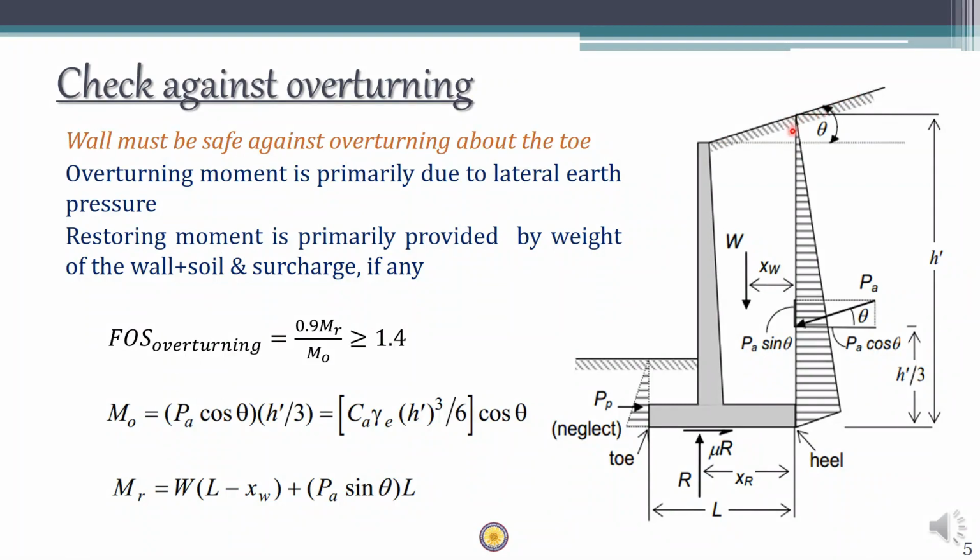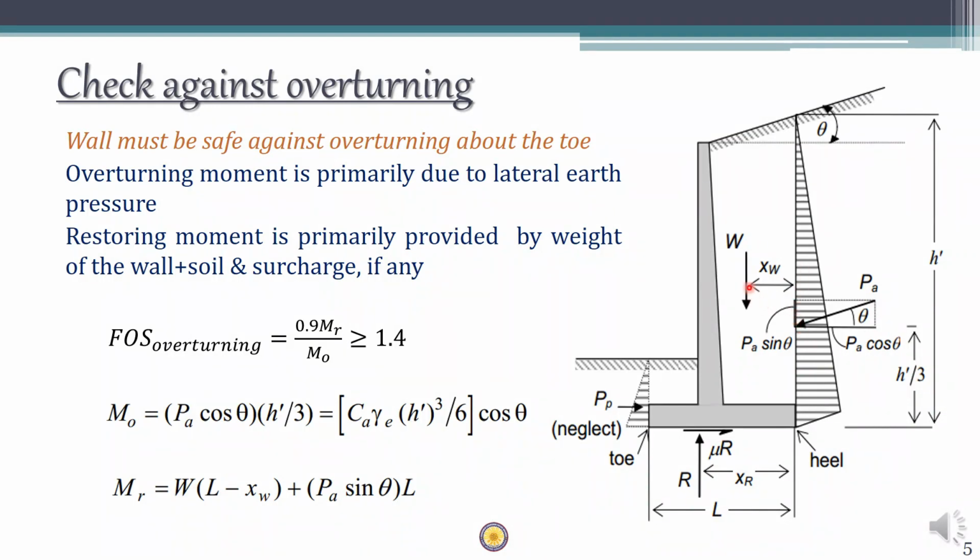It is to be noted that the pressure diagram is taken at the heel level, and the total height up to the top is taken from the heel. Also, the total pressure PA caused by lateral earth pressure acts at an angle theta, the same as the angle of the backfill, which means PA has two components: PA cos theta, which is the horizontal component, and PA sin theta, which is a vertical component in the direction of W.